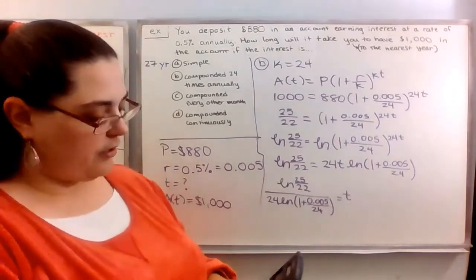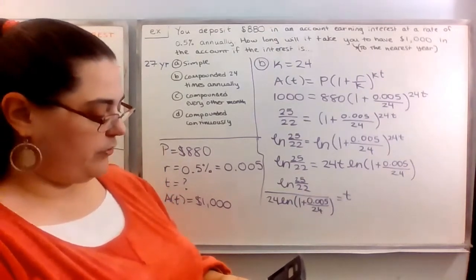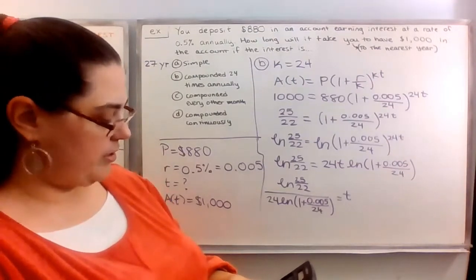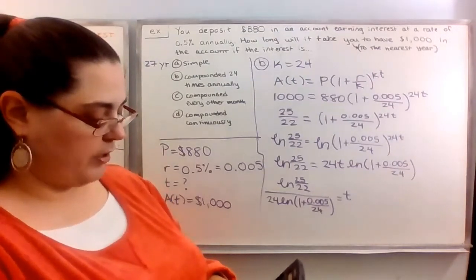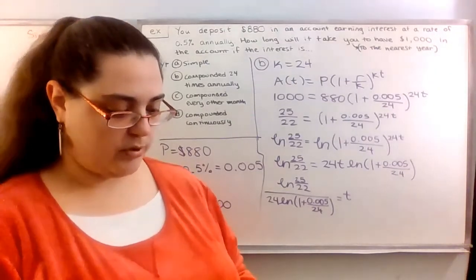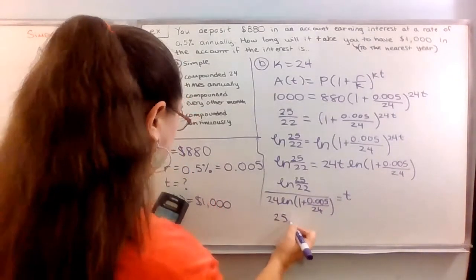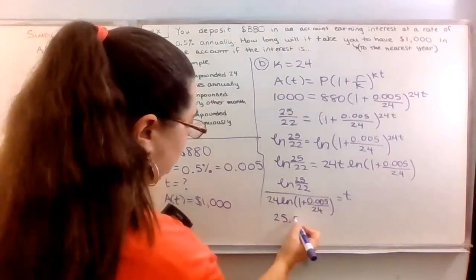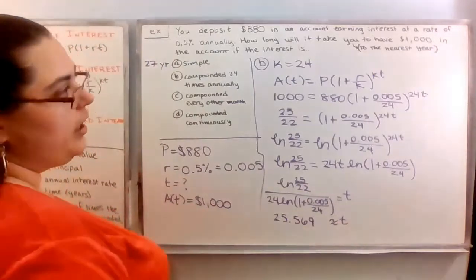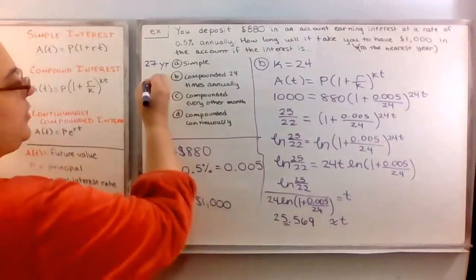So I've got the natural log of 25 over 22, and I'm going to divide that by 24 times the natural log of 1 plus 0.005 over 24. So we've got, I think all my parentheses are in place. And this is going to give me 25.569 approximately is equal to t. And so to the nearest year, we're going to get 26 years.